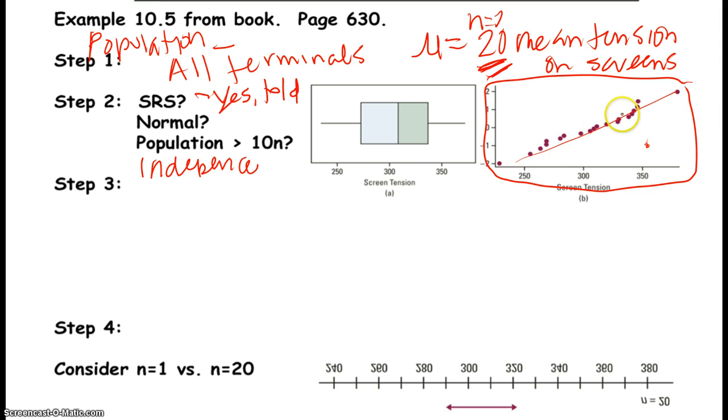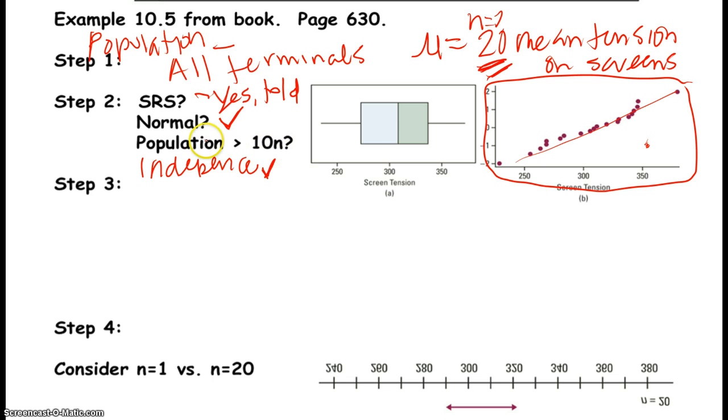So if we look at this, it looks about normal. Check. We know that for sure as well. Now, number 3 said check your population and check independence. Now, this is where we think about it. I know every terminal I check has nothing to do with the one before it. Each terminal has its own parts, its own component. It's not going to break just because the last one did. So I do know that they're independent, but I am not replacing. I'm not taking one out, putting it back in, taking one out, putting it back in.